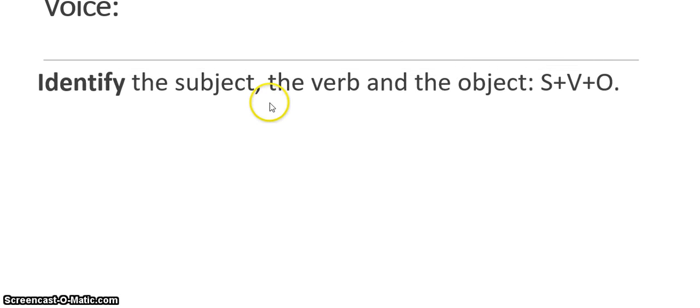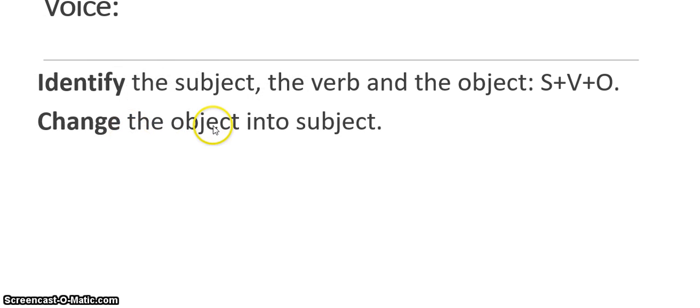Rules for conversion from active to passive. There are certain rules that all of us need to know when we convert sentences from active to passive. Number one, identify the subject, the verb, and the object. You need to know first what is the subject, what is the verb, and what is the object in any sentence. Change the object into subject. When you make passive, you change the object and you make it subject.